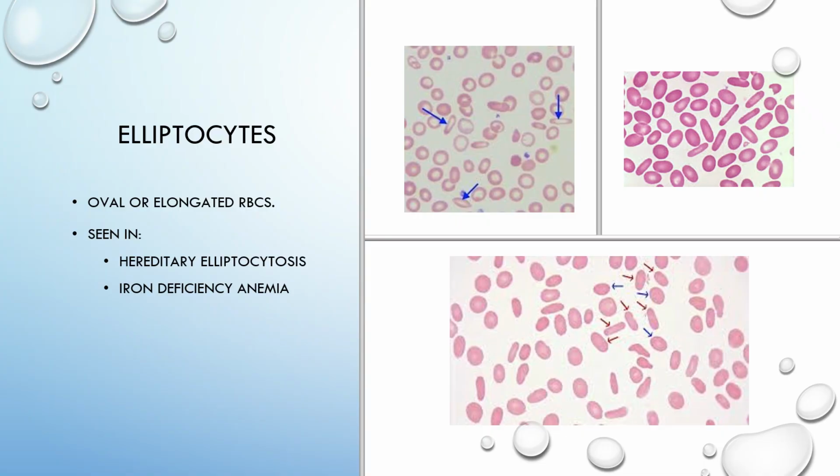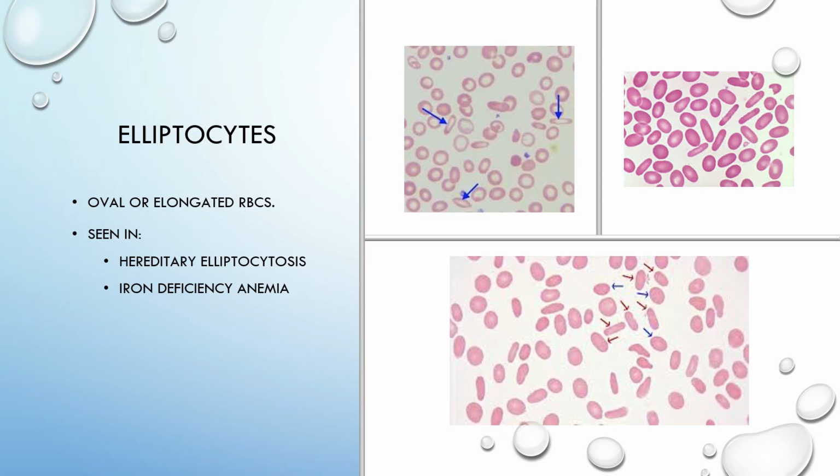Next, we have elliptocytes, which are red blood cells that appear oval or elongated rather than round. If you think about the normal red blood cell, it's designed as a biconcave disc, meaning it has a fairly uniform circular outline when viewed from the top. Elliptocytes break that rule. Instead of round, they look stretched out, almost cigar-shaped or oval.